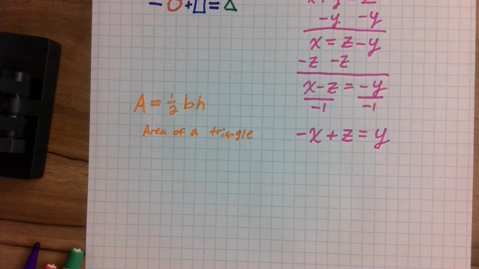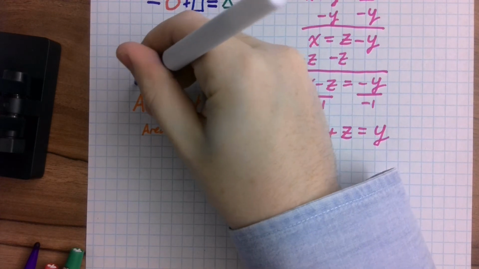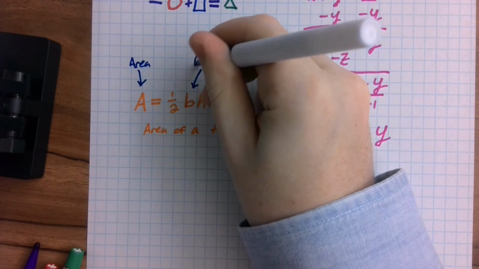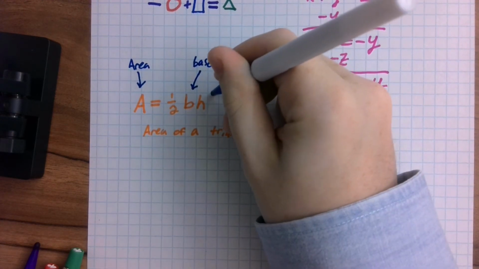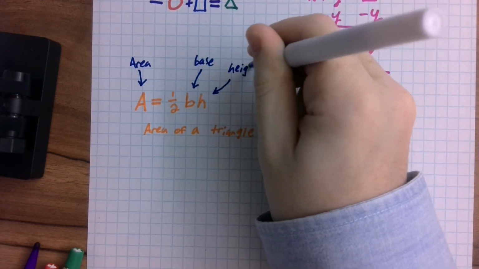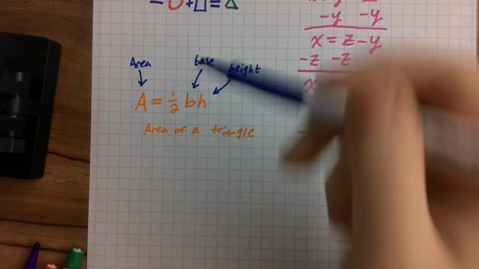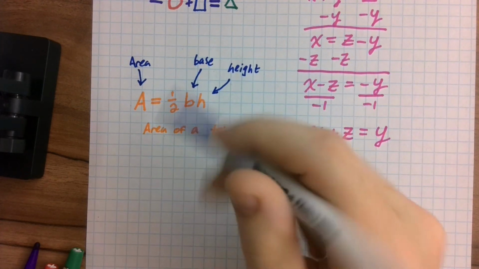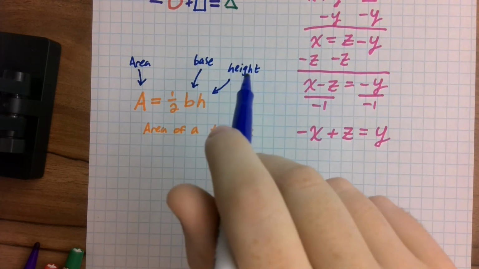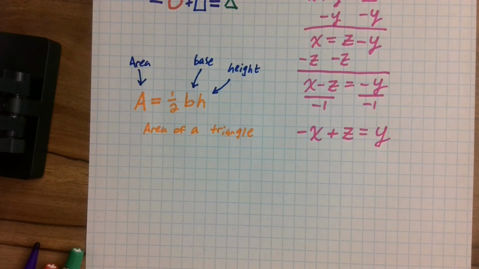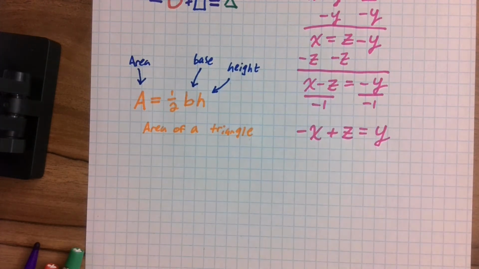And these letters actually mean something to us. A represents the area. B represents the base. And H represents the height. Each of these variables means something to us, and because of that, we can see the relationship between them. We see that the base times the height times something else will make the area. The relationship between the base and the height is that you multiply them to get the area. That's the difference between a formula and a literal equation.